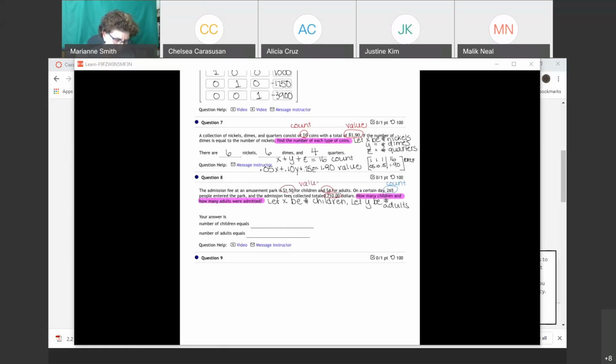Okay, so I'm going to do the same thing. I'm going to build a count and a value equation. So for count, I have X plus Y, because there's only 2 types of tickets. So here's count. And then value, I can just multiply by the price. Okay, so children pay $1.50. Adults pay $4. And the total take was 710.